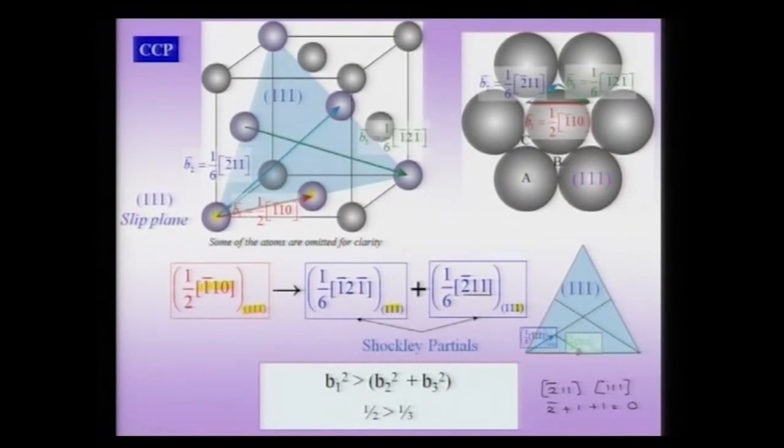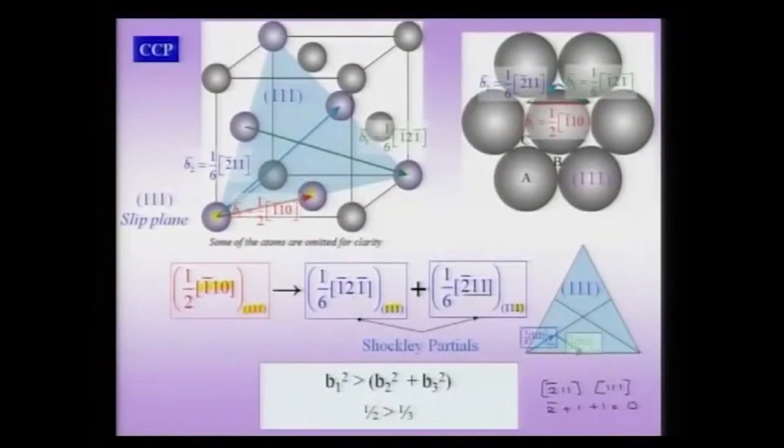You can verify that by checking the components: 1/6 − 1/6 + (−2/6), which makes it −3/6, which is −1/2, −0.5, which is the Burgers vector here. Similarly, you can confirm that this dislocation reaction is valid. But why would this dislocation reaction take place? That is actually to reduce the dislocation energy.